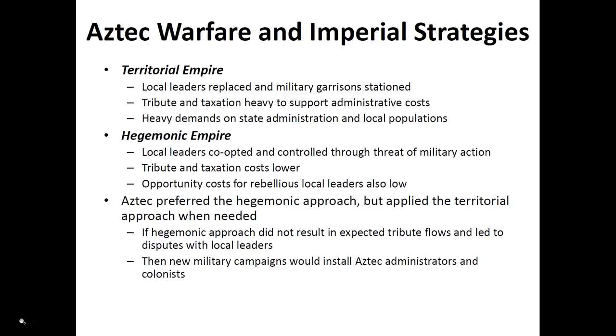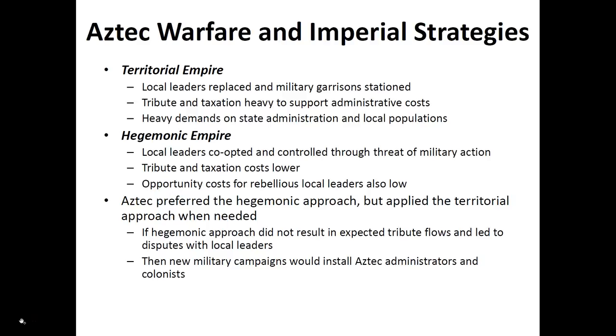The costs in tribute and the cost to administer these hegemonic expansions were much lower, but it also lowered the opportunity cost for local leaders to rebel. At certain points, they might decide they didn't want to pay the tribute. They might note that the Aztec army was overextended and engaged with another enemy on the opposite side of the empire, allowing them an opportunity to reject Aztec rule and reassert their independence.